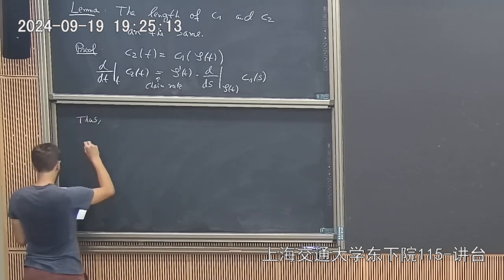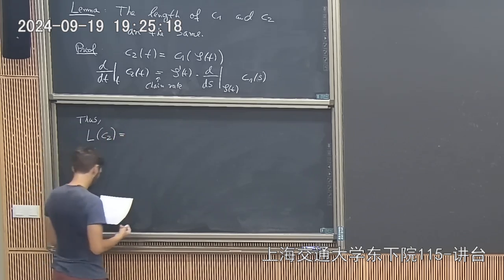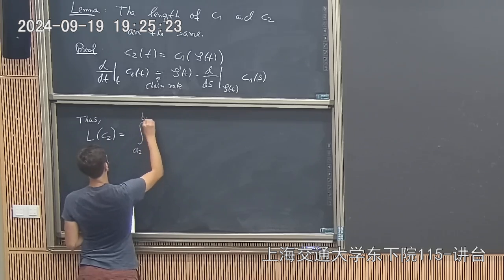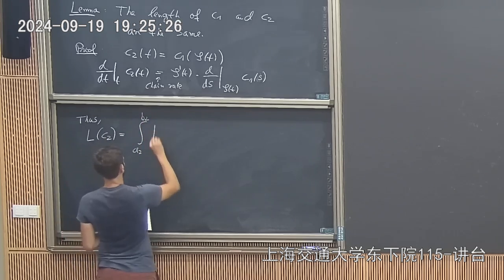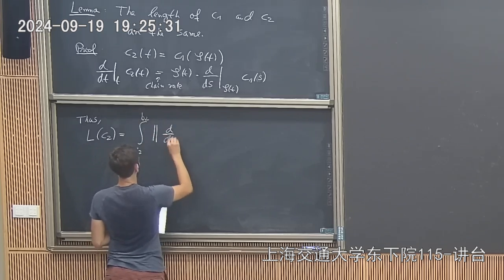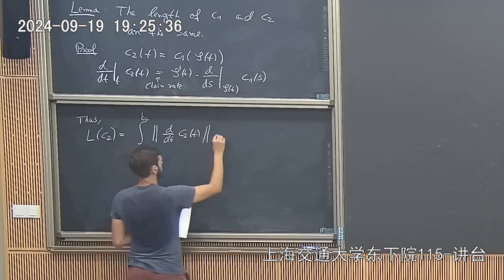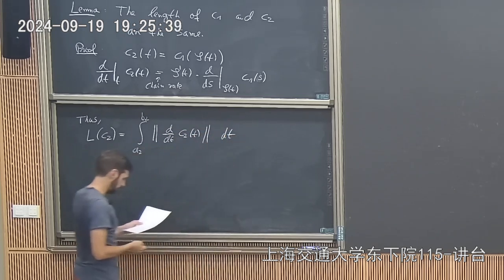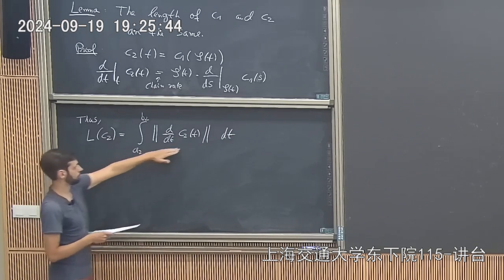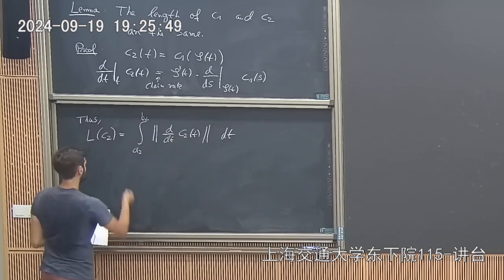So we can calculate the length of the second curve. The length of the second curve is the integral over a second interval, say from A2 to B2, of the norm of the first derivative. That's just the definition of how to calculate the length of a curve. We take the derivative of the curve, the velocity, take its norm, and then integrate.